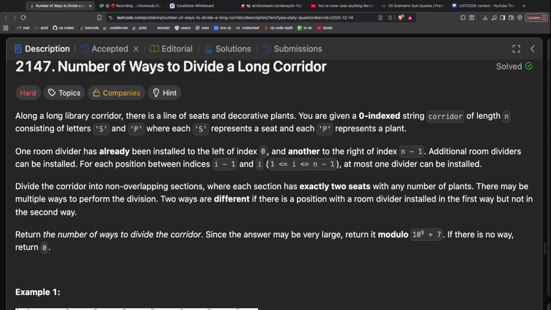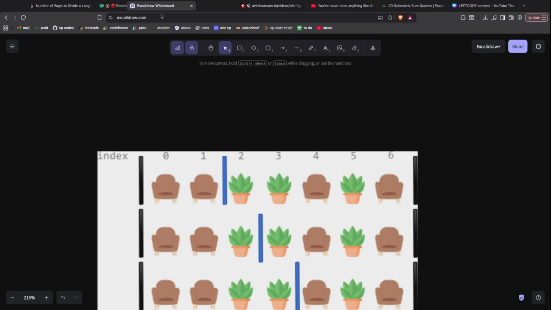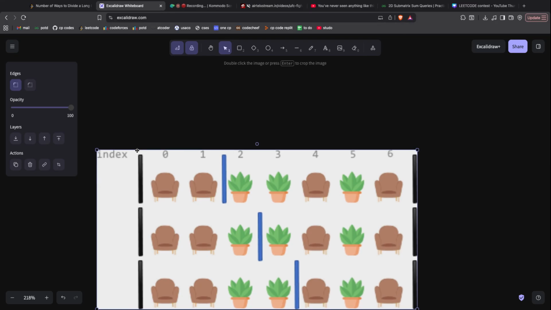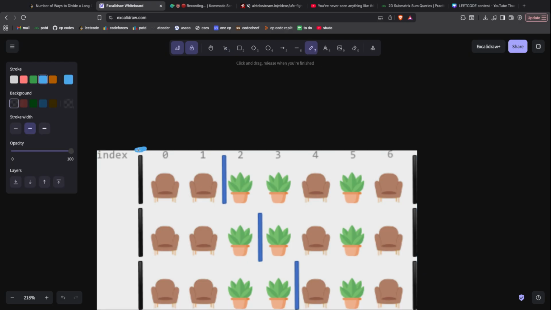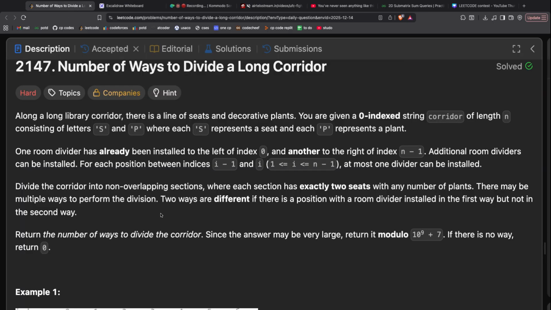What the question says is, along a long library corridor, there is a line of seats and decorative plants. You are given a zero-indexed string corridor of length n, consisting of letters S and P, where S denotes a seat and P denotes a plant. One room divider has already been installed to the left of index 0 and another to the right of index n minus 1. So basically, this is a long corridor and there's already a divider at the start and already a divider at the end.